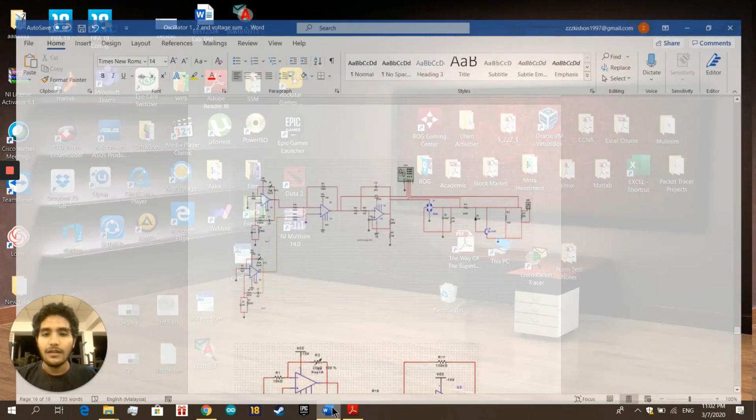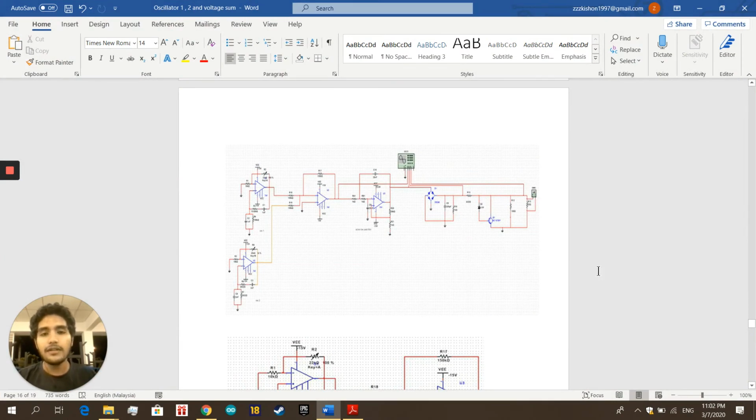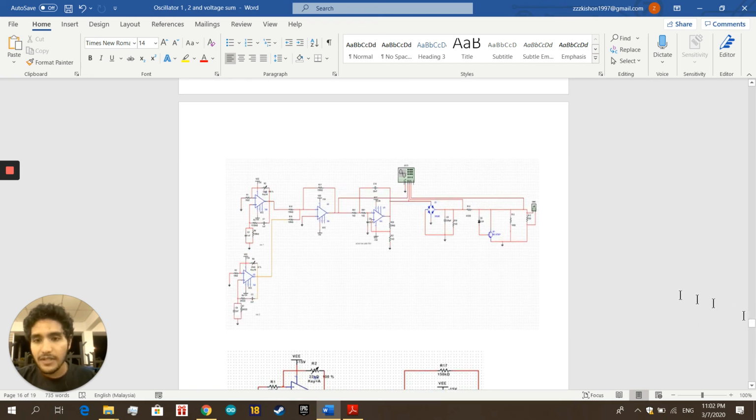Now we'll talk about our final completed circuit. As you can see here, it starts off with two oscillator circuits, and the output from them enters the voltage summing circuit, and through that it enters the low pass filter, and the output from the low pass filter enters the full bridge rectifier circuit, and finally it enters the voltage regulator load circuit.